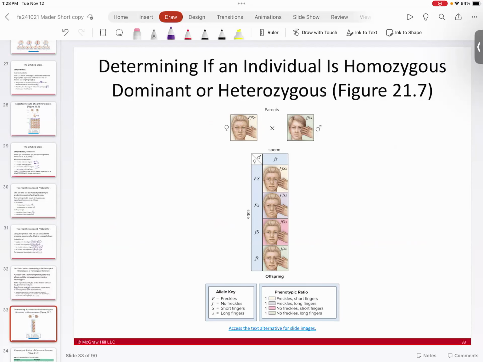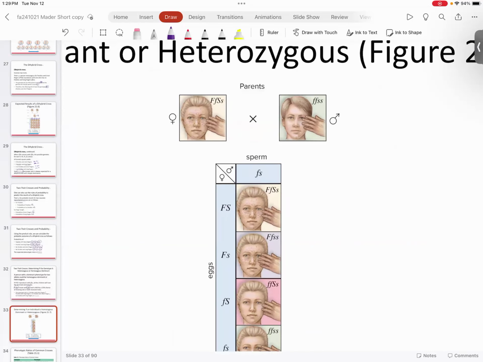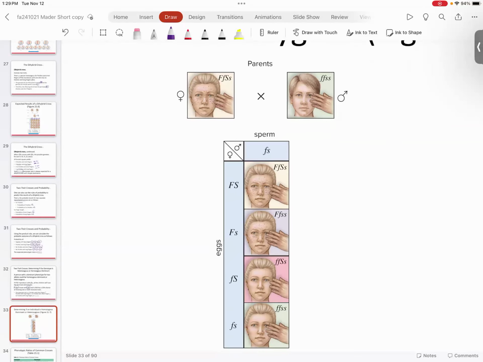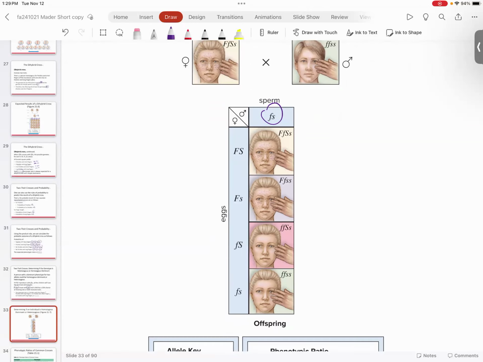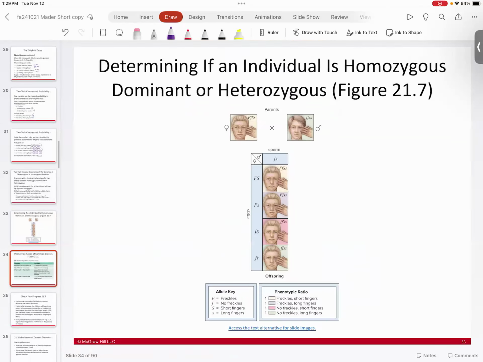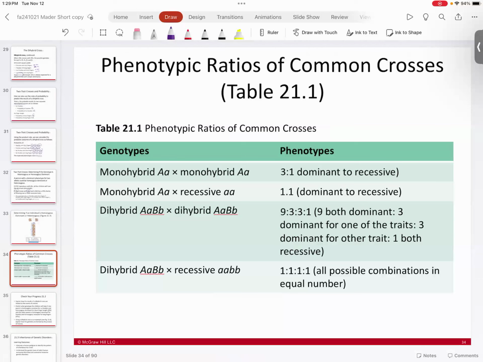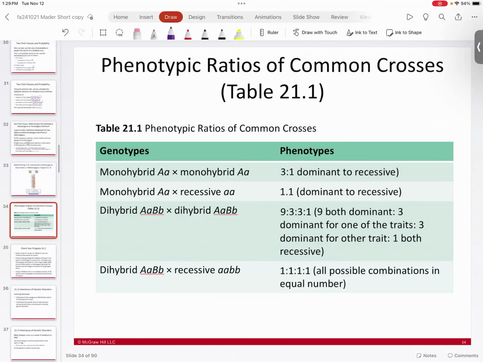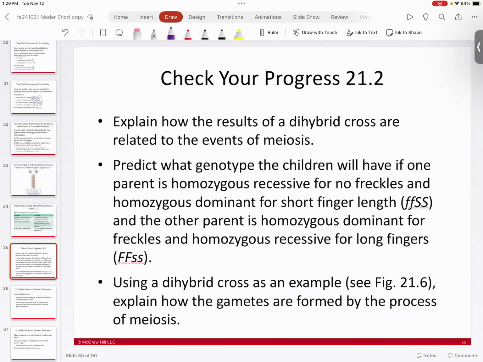So here is your cross between your heterozygous freckles and short fingers versus your homozygous. Notice your homozygous can only give that one type of gamete. So then ultimately, the only options you have are the 4. So you're either going to be double dominant, dominant recessive, recessive dominant, or double recessive. And so it's going to be a 1 to 1 to 1 to 1 phenotypic ratio. And so this is just kind of like a summary slide that sort of pulls all that together.